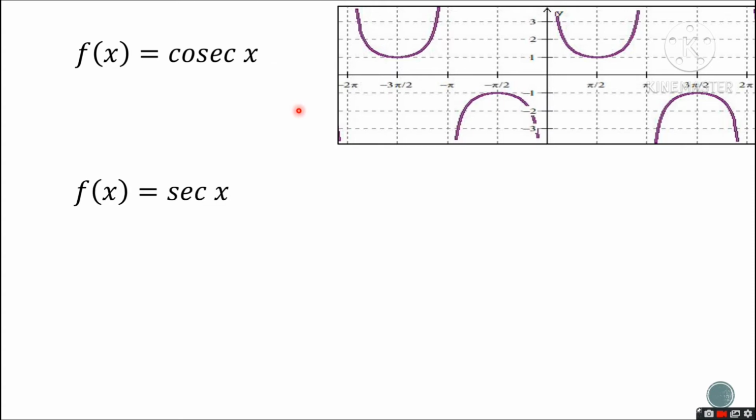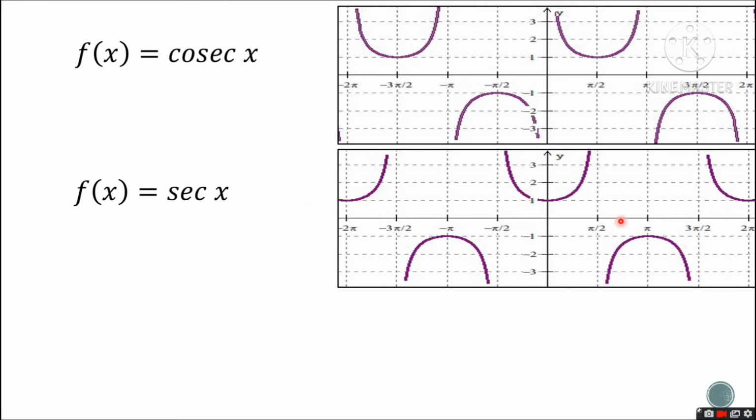The next graph is for f(x) equal to sec x. Now we know that the value of sec 0 is 1. When you consider the first quadrant, 0 to pi by 2, you will observe that values increase from 1 to infinity. In the fourth quadrant, 0 to minus pi by 2, again it increases from 1 to infinity. Then in the second quadrant, pi by 2 to pi, all values are negative, decreasing from minus 1 to minus infinity. So this is the graph for f(x) equal to sec x.